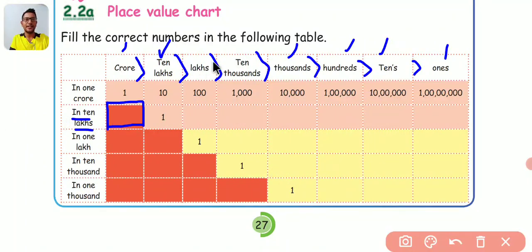Next, in 10 lakhs, how many lakhs? In crore, there are 100 lakhs, but in 10 lakhs, how many lakhs? There are 10 lakhs, okay. Next one, 10,000. In 10 lakhs, how many 10,000s? In crore there are 1,000 10,000s. In 10 lakhs there are 100 10,000s, okay. I will tell you later. In thousands, how many in 10 lakhs? In crore, there are 10,000. In 10 lakhs, there are 1,000, okay. In 10 lakhs, how many hundreds? There are 10,000 hundreds.